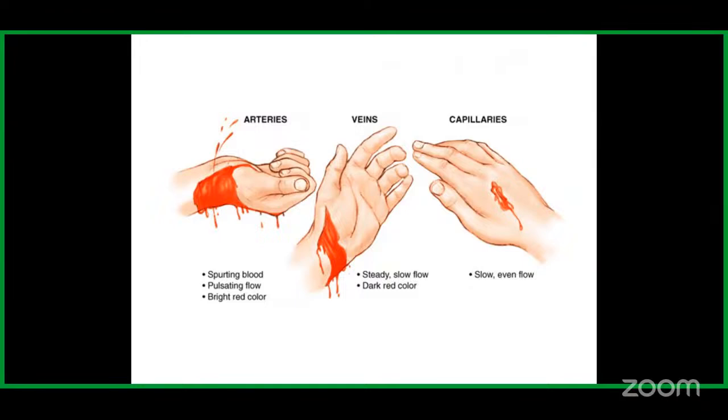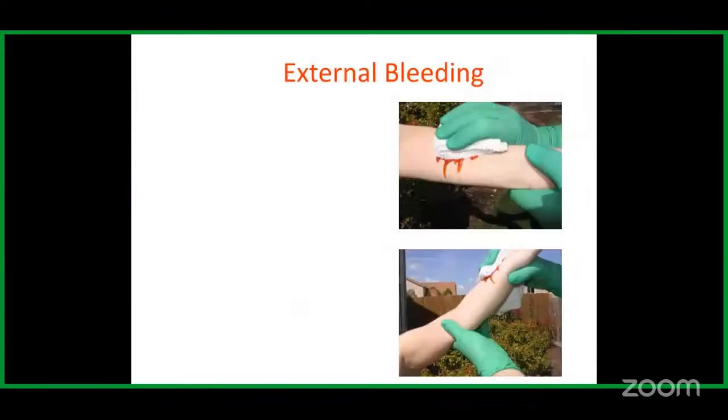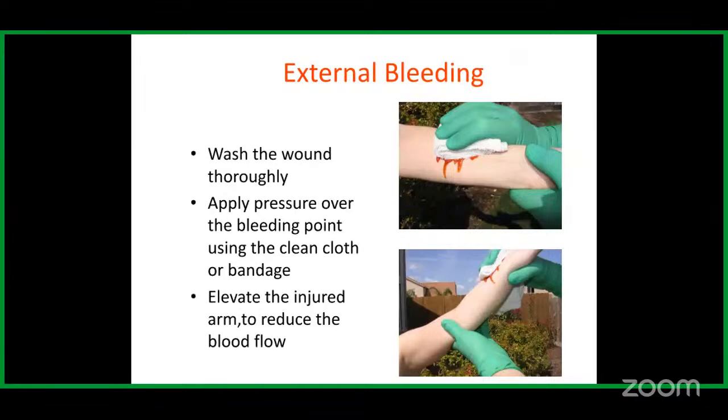Why is it important? Because if we don't stop arterial or venous bleeding, the person will die due to blood loss. Capillary bleeding means slight oozing of blood, nothing to worry about; we can stop it with a simple method. But for arterial and venous bleeding, the first responder should know how and should be able to stop it till the person reaches the hospital. So how do we stop external bleeding? Remember the simplest method of stopping external bleeding.